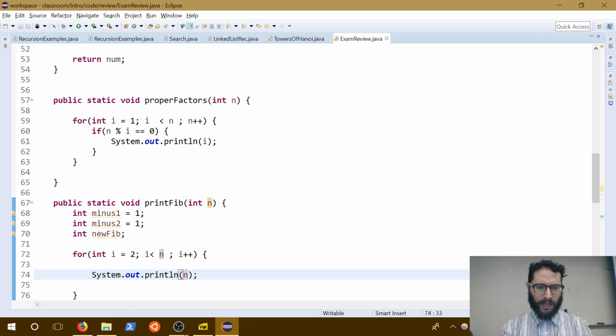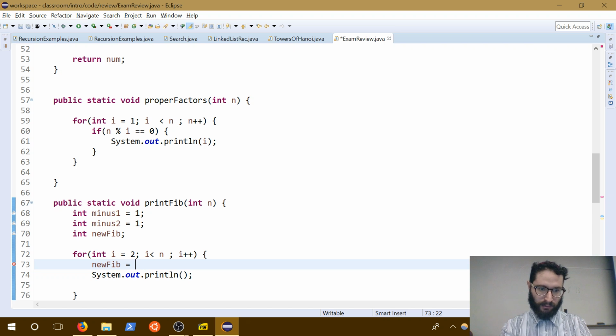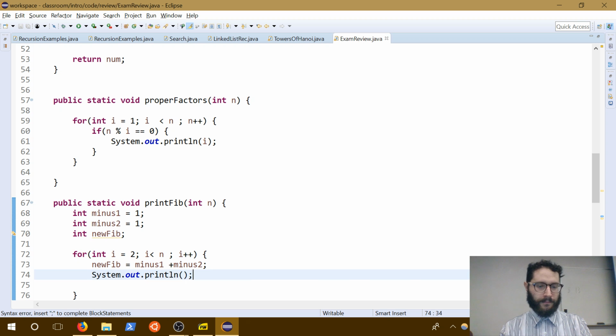We want to use this to print out the new Fibonacci number, right? So generate our new fib. newFib is equal to 1 plus 1. So it's equal to minus 1 plus minus 2, right?